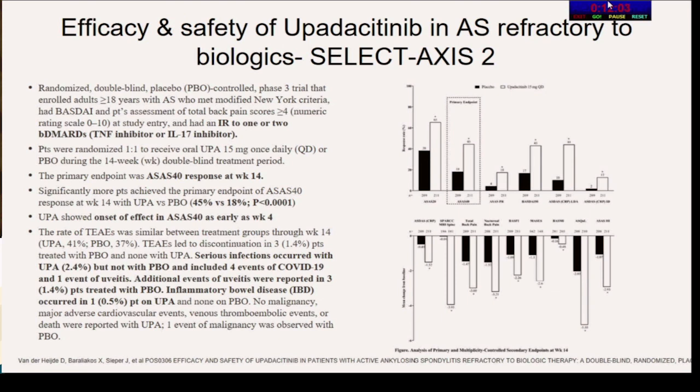Coming to the second independent study of SELECT-AXIS 2, upadacitinib in ankylosing spondylitis refractory to biologics. Again, the population was adult patients with active AS and either intolerance or inadequate response to one or two biologic DMARDs, either TNF-alpha or interleukin-17. Same primary endpoint, ASAS-40 response at week 14. And again here also, significantly more patients achieved the primary endpoint of ASAS-40, 45% versus 18%, showing that upadacitinib is quite effective in this population as well.